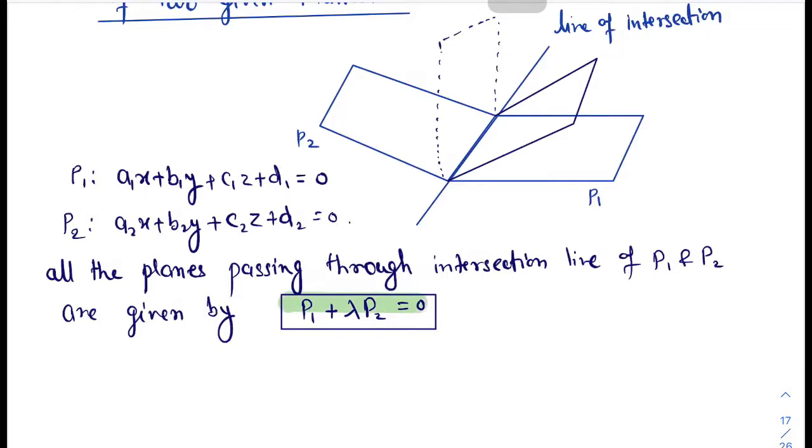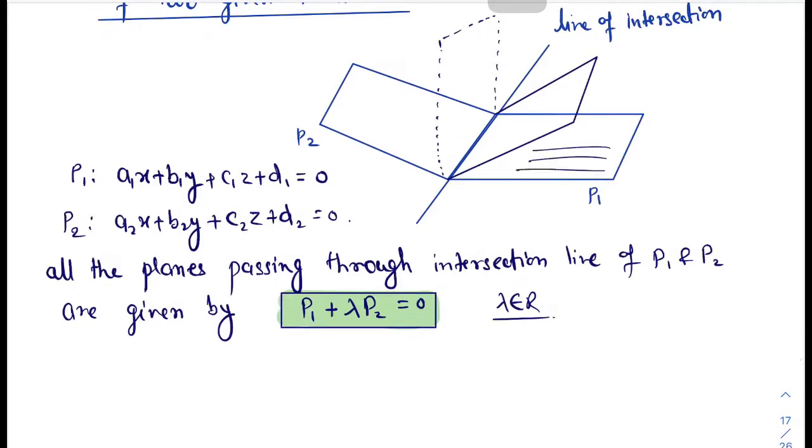So you will have to write the first equation of the plane plus some constant lambda times the other equation of the plane, and equate it to 0. Lambda is any real number. For infinitely many values of lambda, we will get many equations of the plane. If we put lambda equal to 0, then we will get P1 equal to 0. So this P1 plane is also a plane which is passing through the line of intersection.